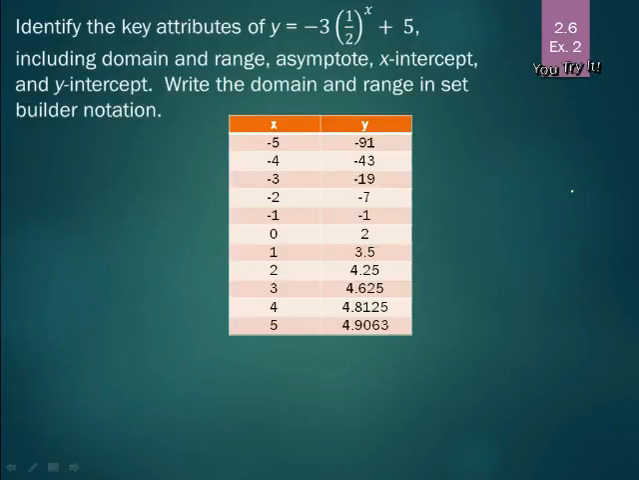Identify the key attributes of y equals negative 3 times 1/2 to the x plus 5, including domain and range, asymptote, x-intercept, and y-intercept. Write the domain and range in set builder notation.